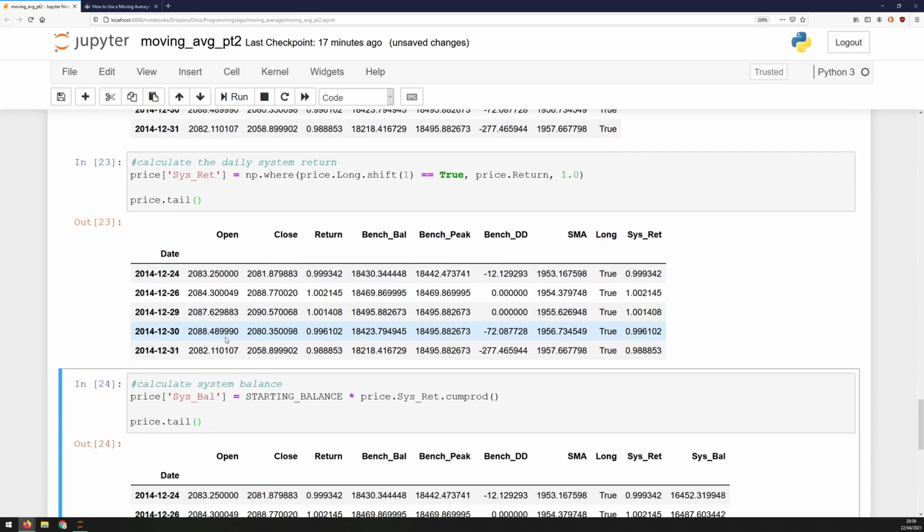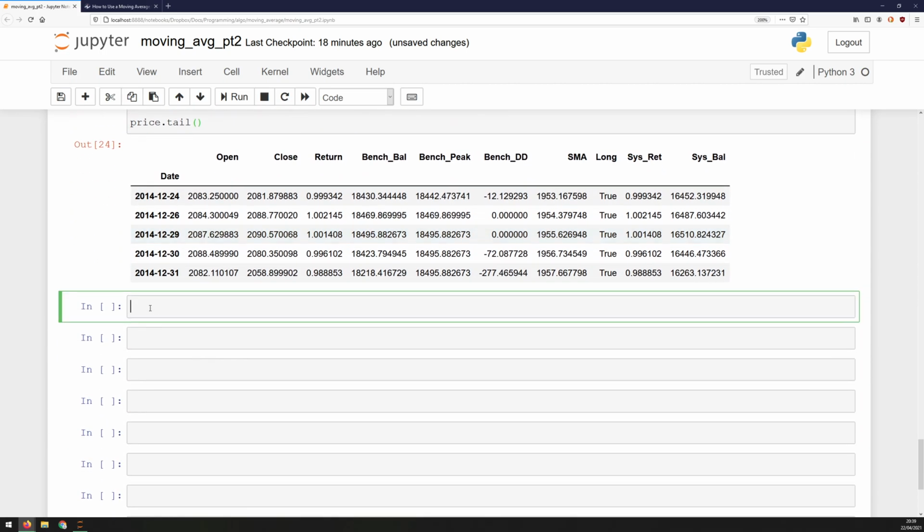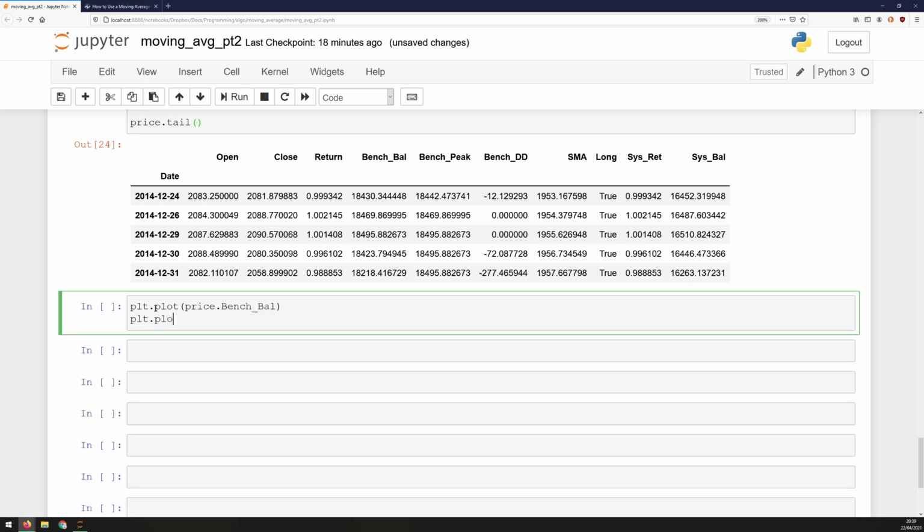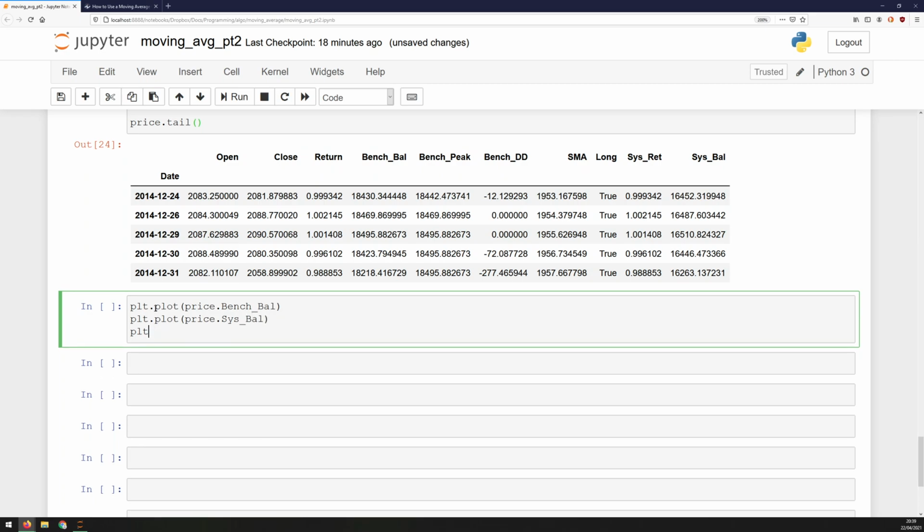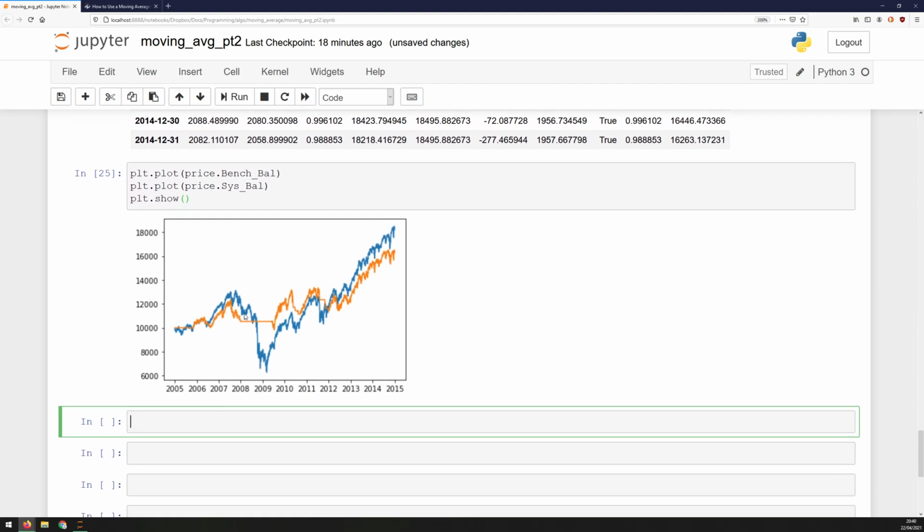So like I did with the balance previously, I drew a plot of it just to see how it changes over time. Now, of course, at that time, it was following the S&P exactly, so it looked exactly the same as the price chart. But the system balance is going to be looking a little different, so I can compare the two side by side. So here I can say plt plot price.benchmarkBalance, and then I also want to plot price.systemBalance. So let's show that plot onto the screen. And now you can see the comparison of them side by side.